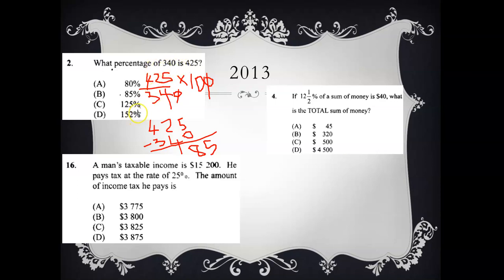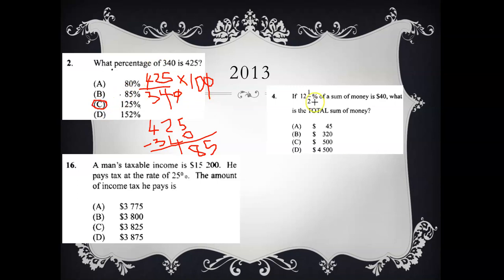So that means it couldn't be 152% because this is saying that it's more than half of 340. Couldn't be 80% or 85% because 425 is more than 340. So that leaves us with 125%.